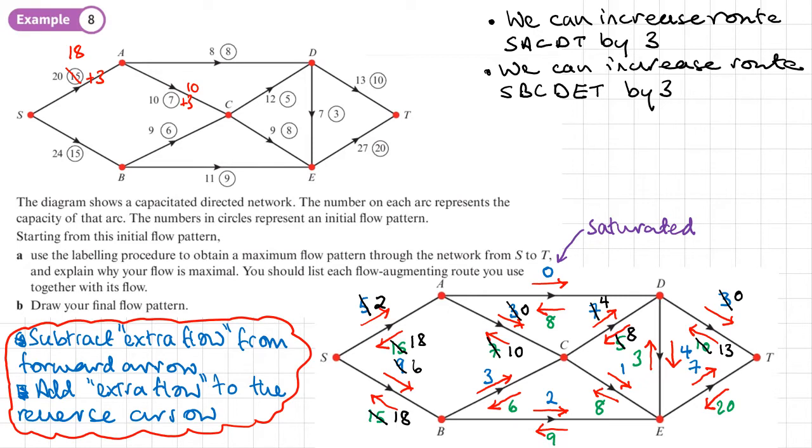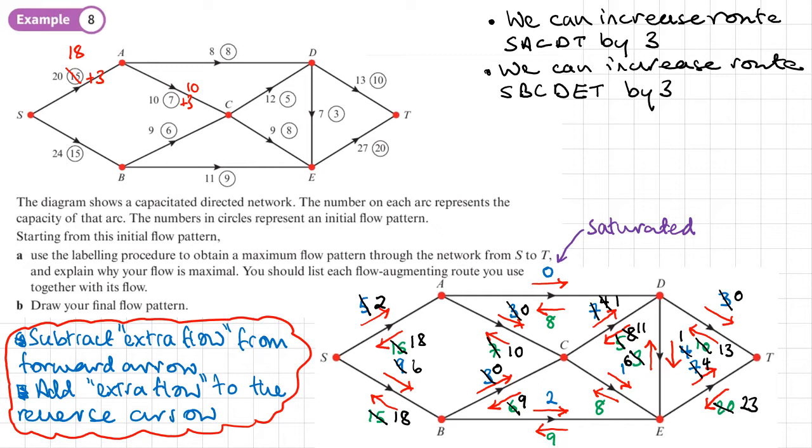And then B to C, decrease by 3, increase by 3, C to D, decrease by 3, increase by 3. You can see there's lots of numbering on the diagram, so you need to be careful. So D and then E, so forward arrow, decrease by 3, reverse arrow, increase by 3. And then last one we're going to get to is E to T, decrease by 3, increase by 3.